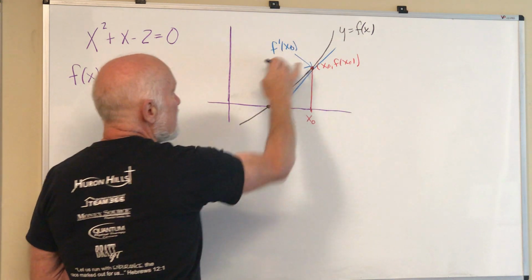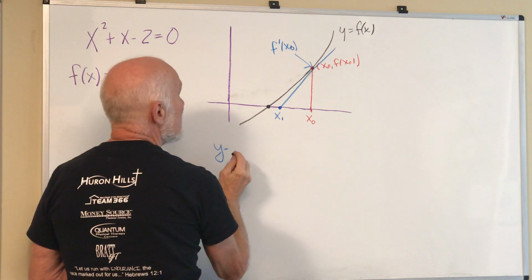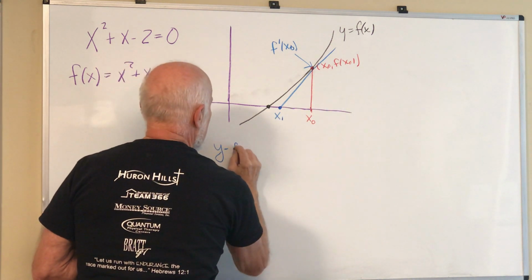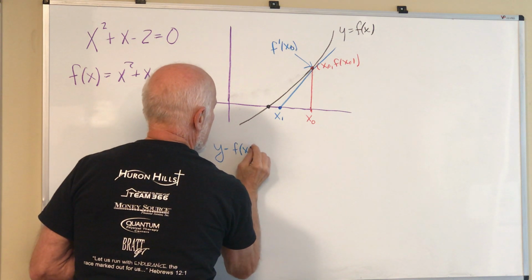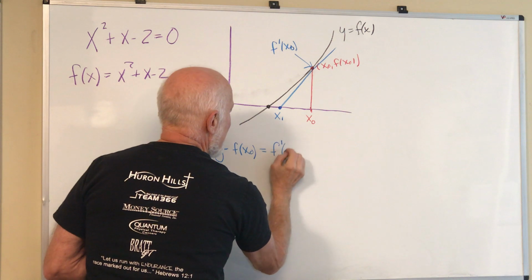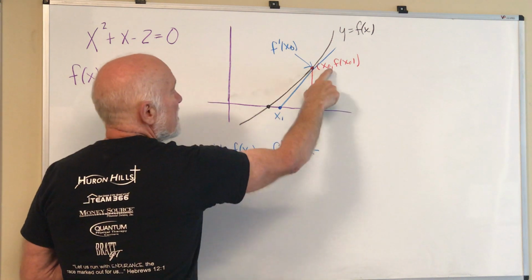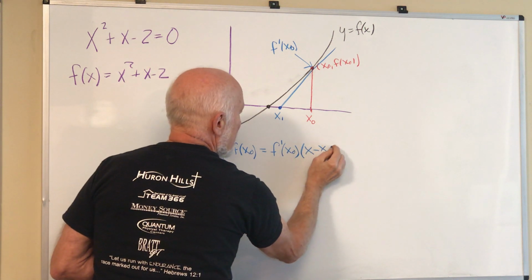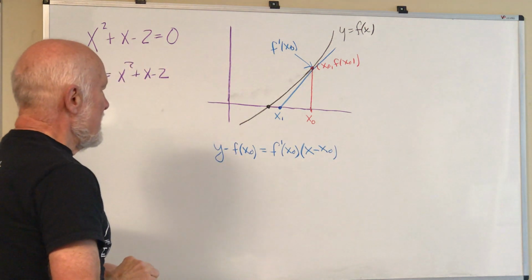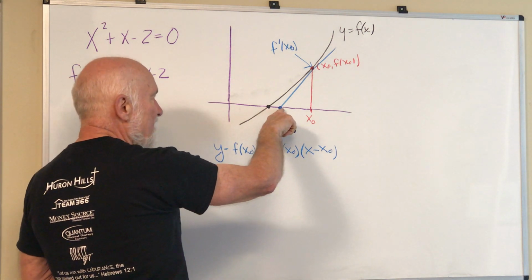So I have a point and a slope. He wrote the equation: y minus f of x sub 0 equals the slope, f prime of x sub 0, times x minus x sub 0. That was the tangent line. And then he knew that this point had to be on the tangent line.